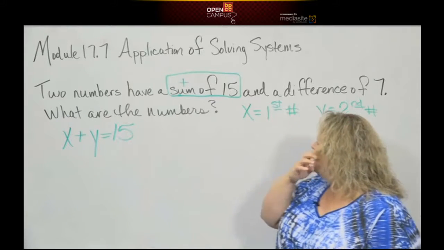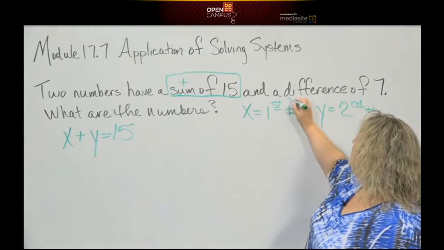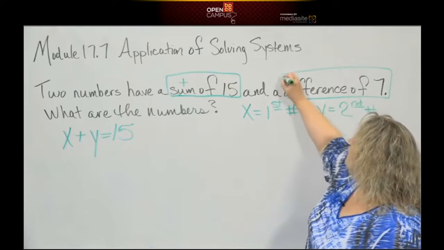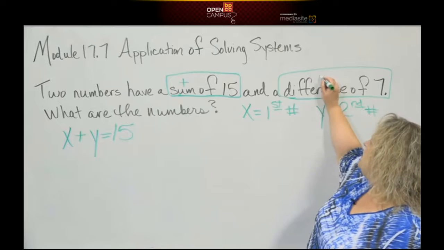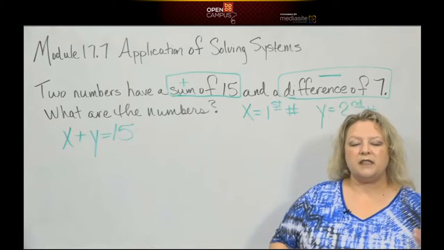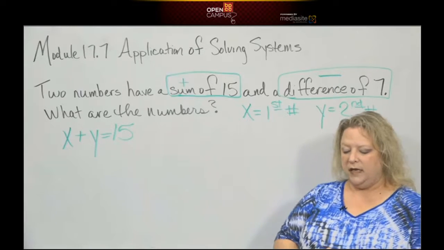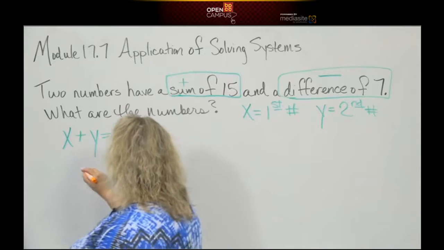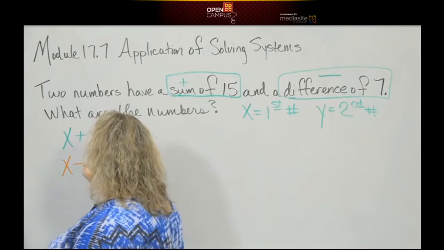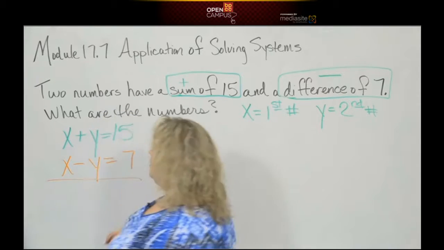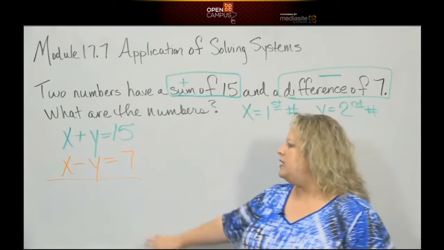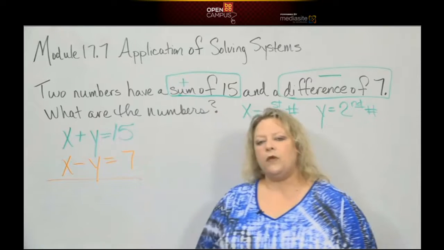Now let's look at the second statement. They have a difference of 7. What does difference mean? Difference means subtraction. That goes back to the vocabulary lesson that we did. So we have x minus y is equal to 7. We have both of our equations written down right here, ready to go.